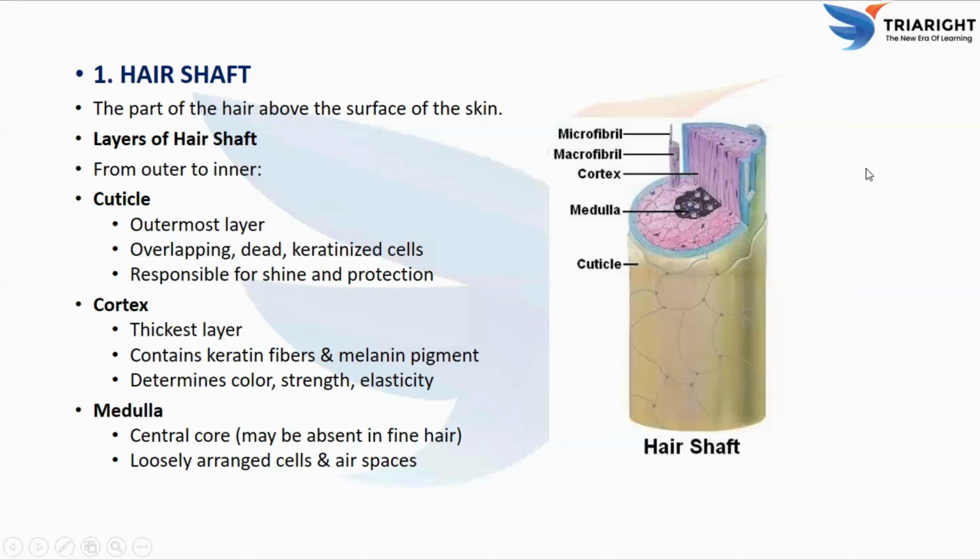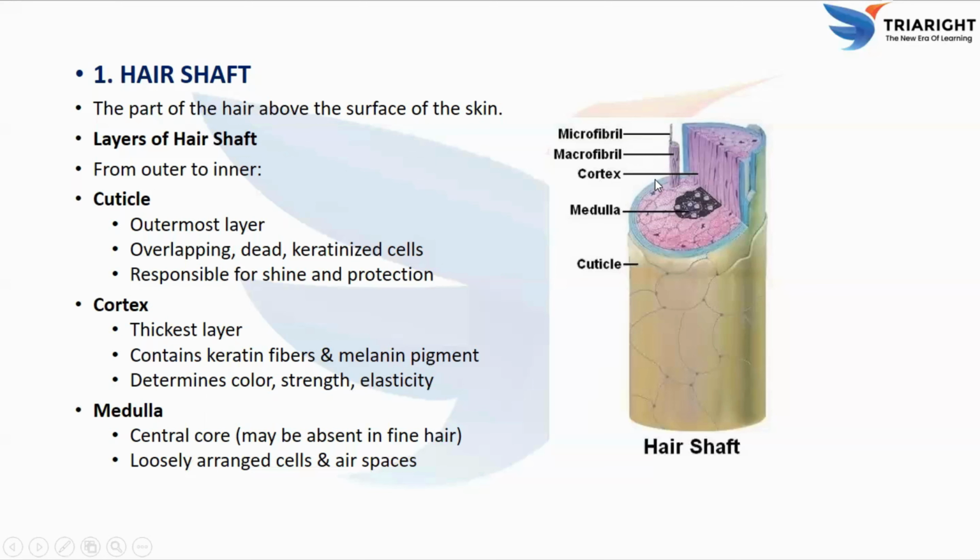You can clearly see the picture of the hair shaft over here, and you can see the layers of the hair shaft: cuticle, medulla, cortex. Cuticle is the outer layer, a thin transparent layer shown with the overlapping cells. Cortex is the middle layer, the bulk of the shaft, which is shown as the purple region, and microfibrils and macrofibrils represent the keratin bundles inside the cortex.